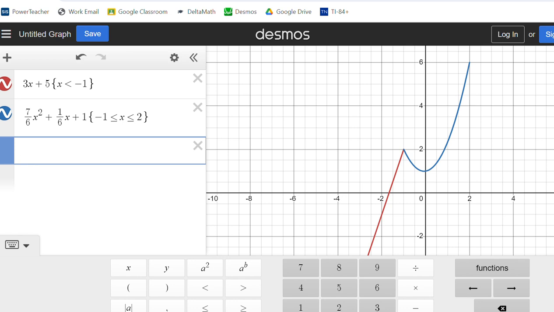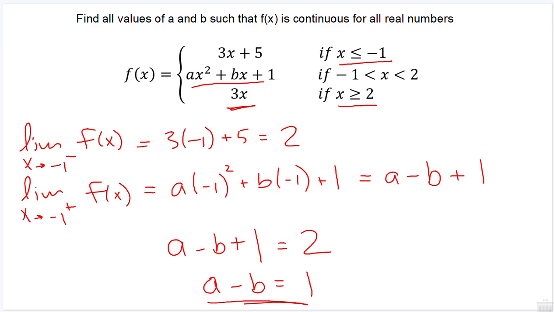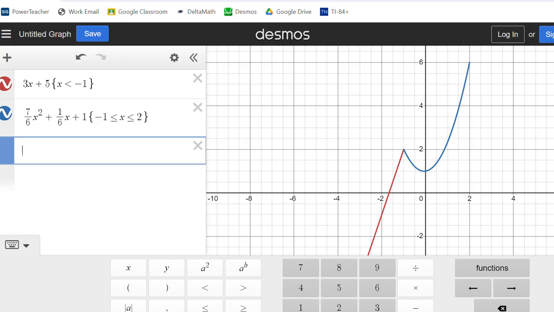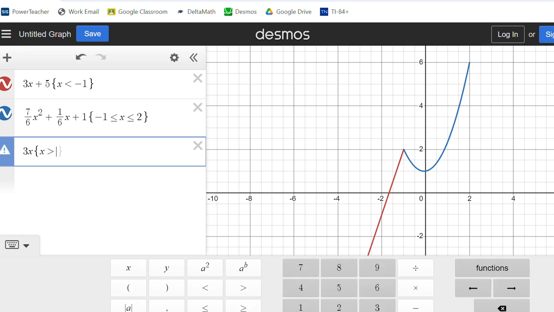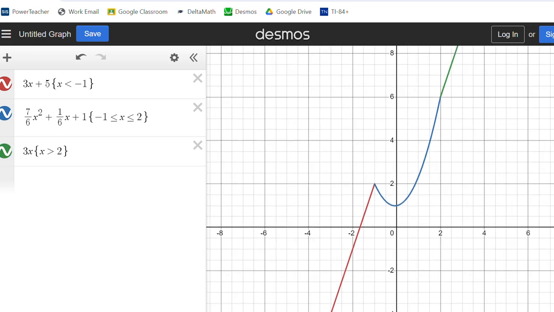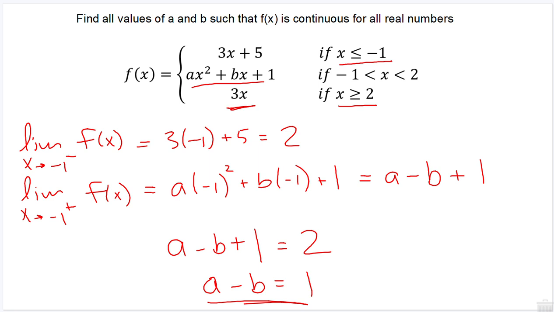And then our last one was just 3x, and that was for x greater than 2. So if we throw in our 3x, and we just say that that's when x is greater than 2, we can see that that matches up real nicely at each of those 2 little points, at x equals -1 and x equals 2. Our function now matches up and is a continuous function for all real numbers.